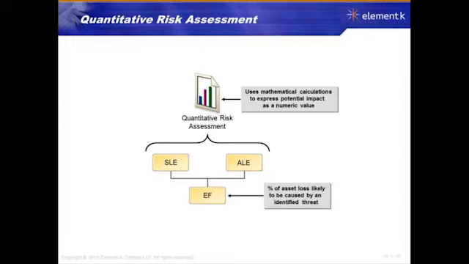We take our SLE and our ARO and multiply them by each other. That gives us our ALE. So ALE is the SLE multiplied by the ARO. The SLE is calculated by the asset value multiplied by the exposure factor.